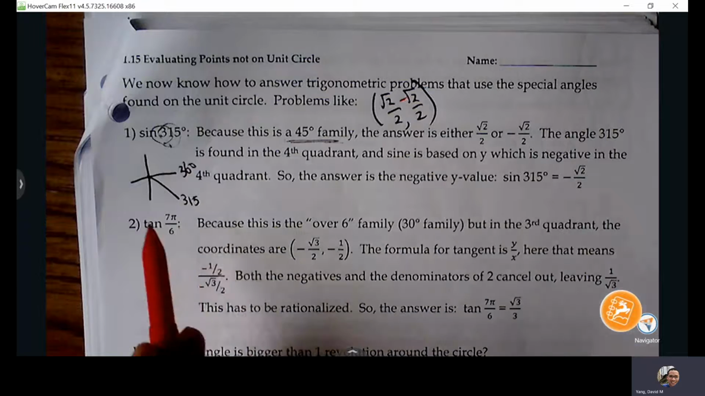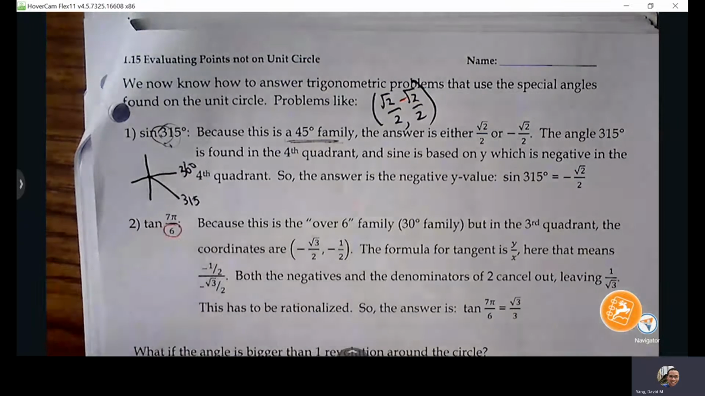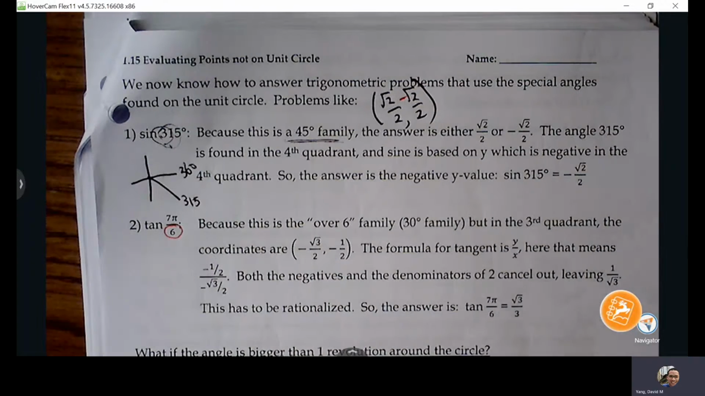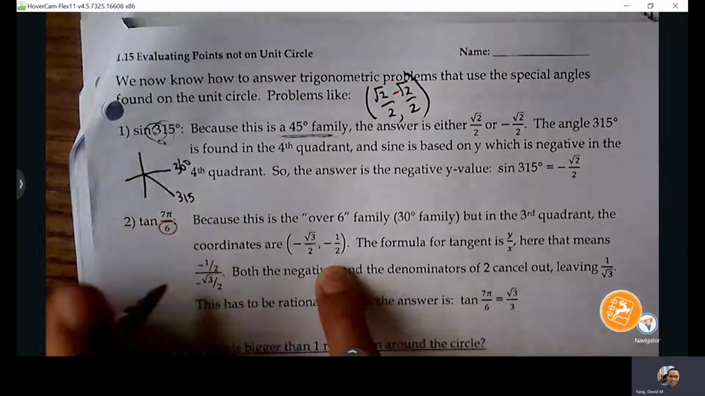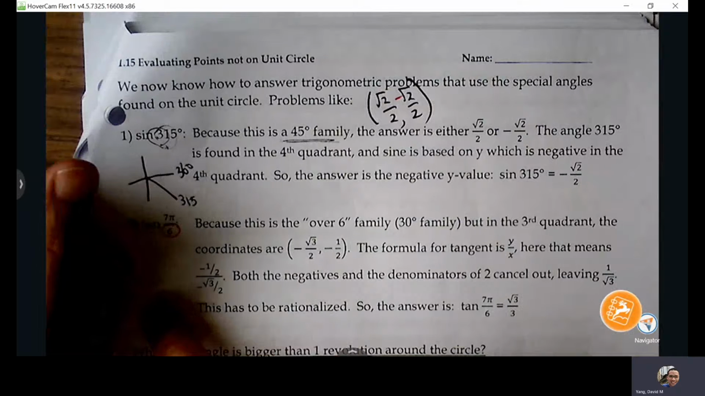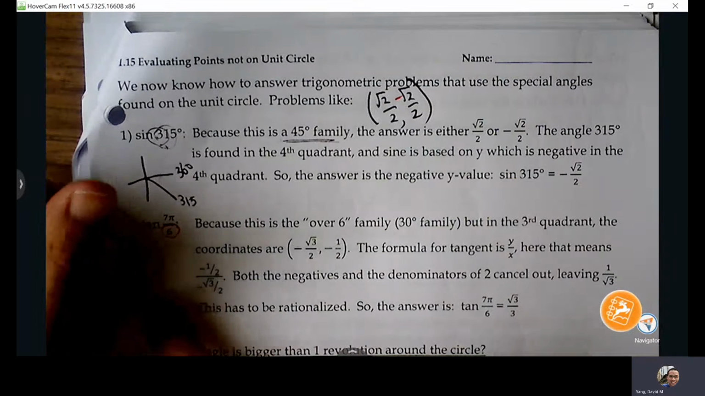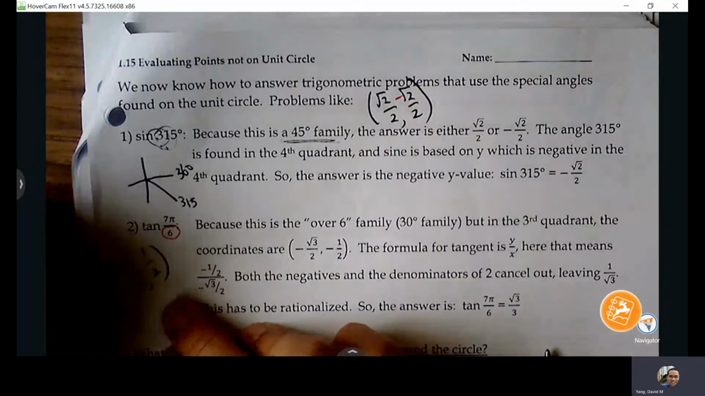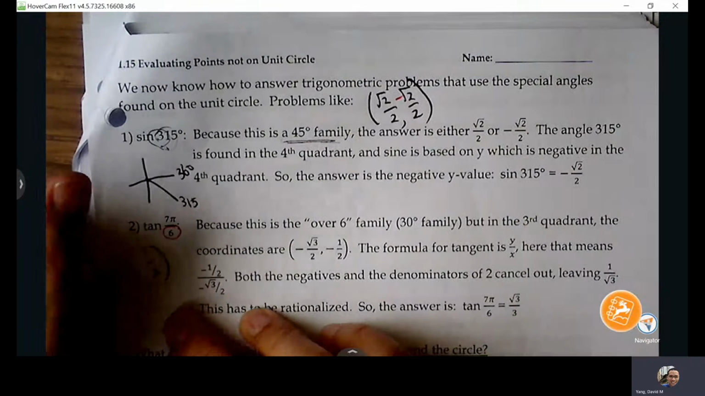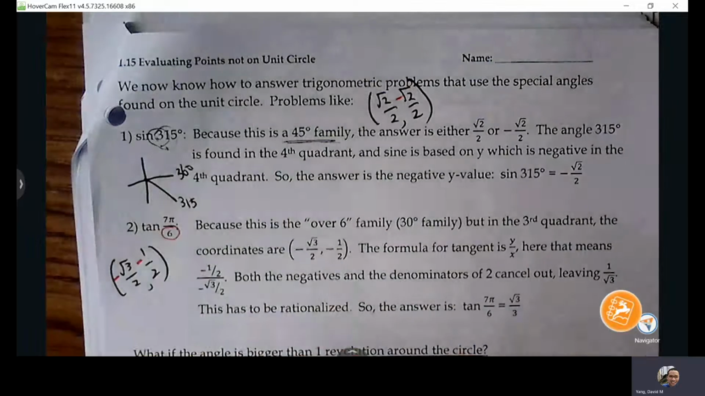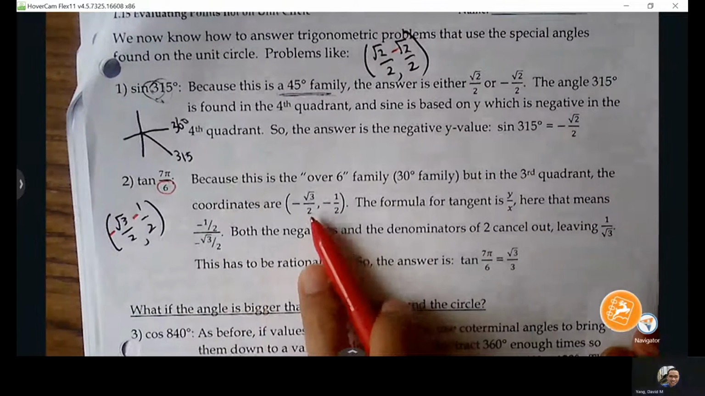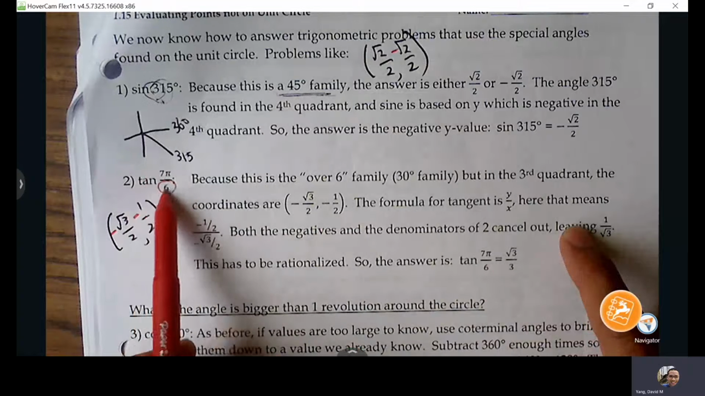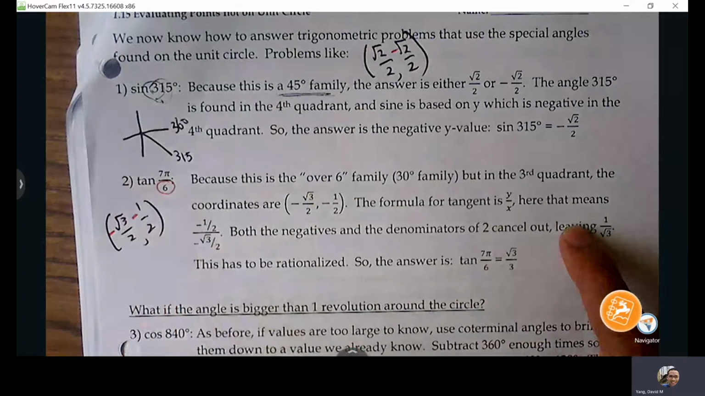Third quadrant, looking at that denominator, you know it's part of a pi over 6 family, which is 30 degrees, and you know the ordered pair in the first quadrant at least is root 3 over 2 and 1/2. But because we're in the third quadrant, we know to make the adjustments: both my x and y values are negative.